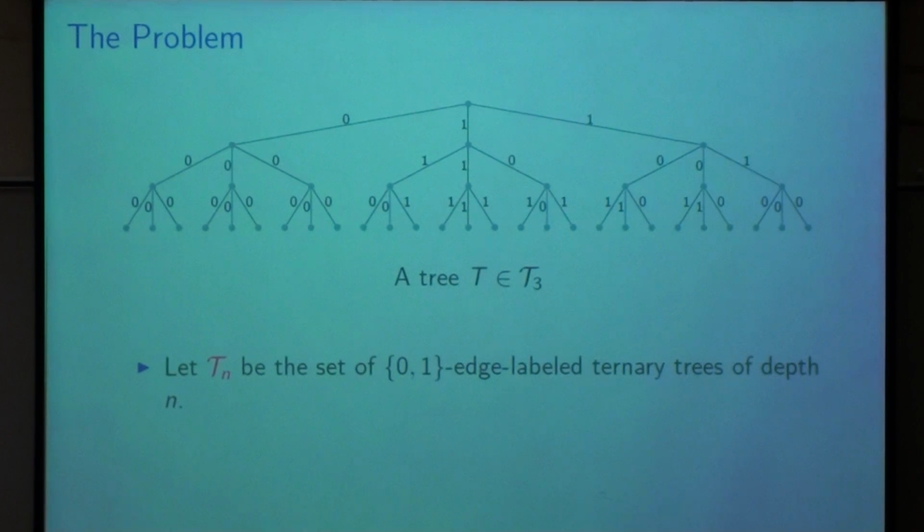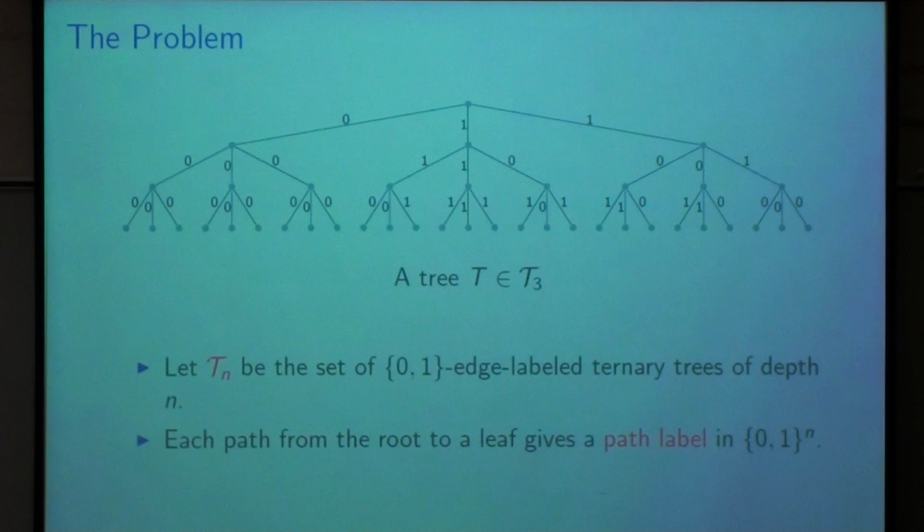Okay? And we call the family of all such 0, 1 edge-labeled ternary trees script T sub n. Okay, so this is one example. This is one member of script T sub 3. The 3 corresponds, of course, to the depth there. Okay, so those are the objects that we're studying.